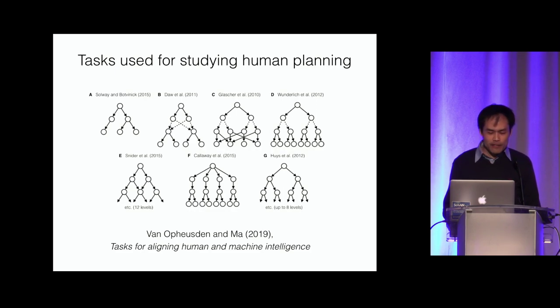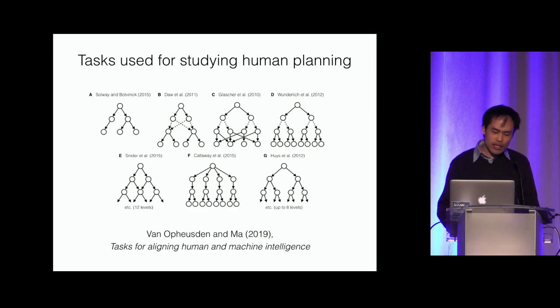These are some really famous ones, like the Nathaniel Daw two-step task is B, Quentin Huys's task is G, Fred Callaway's task is F. We summarize this in this review paper. But what they have in common is that they are still relatively simple tasks. They go maybe two or three levels deep, right? So you have to think two or three moves ahead.